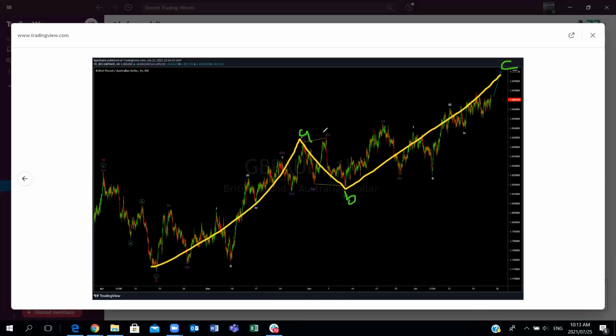We could even make a case for this one to be a running flat here, but we are still continuing to the upside. The indicator is still showing us that we're still going to push a little bit higher, but eventually we are going to start seeing a pullback here or a reversal of that trend. Okay, so that is pound AUD.